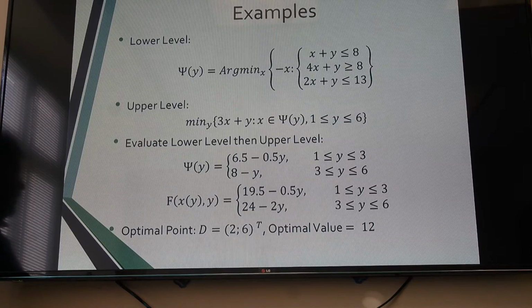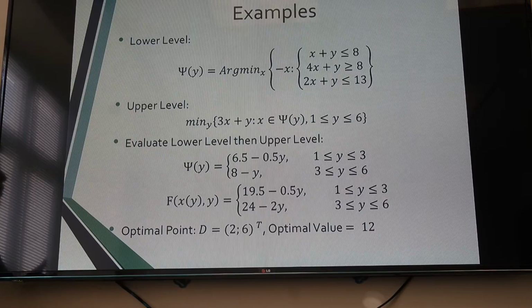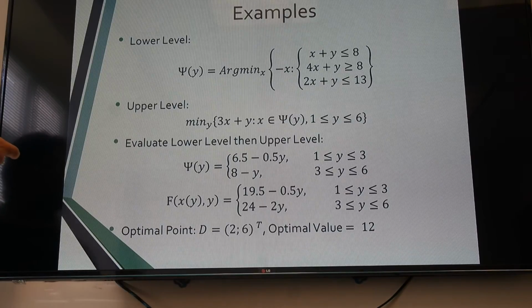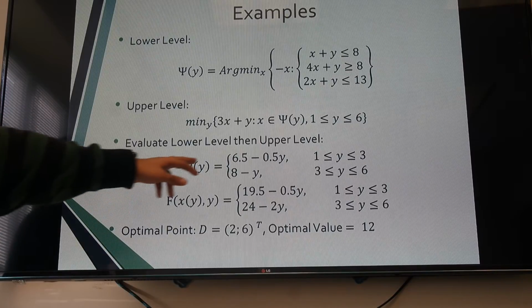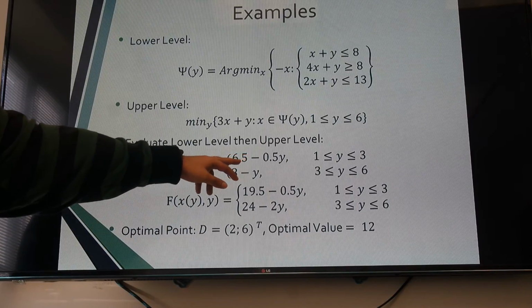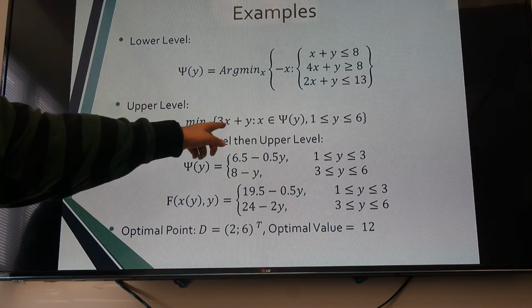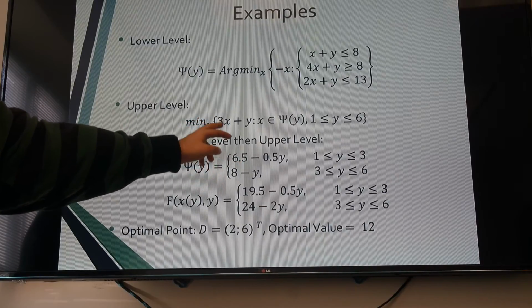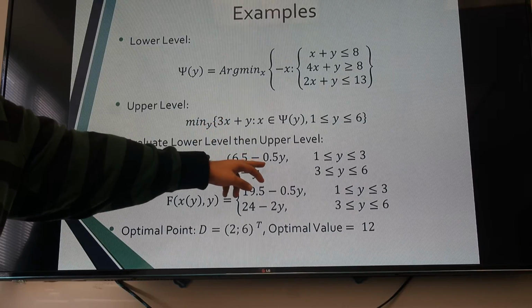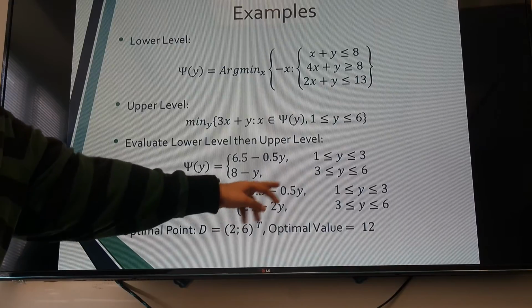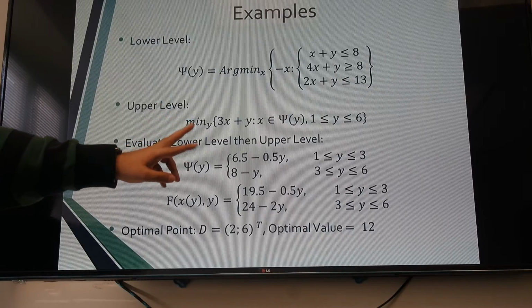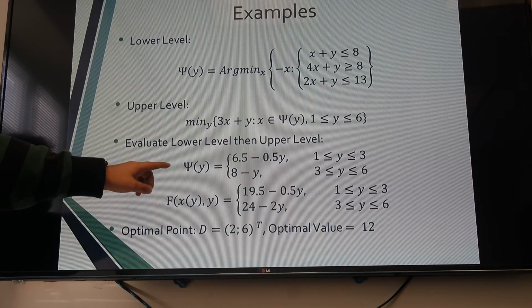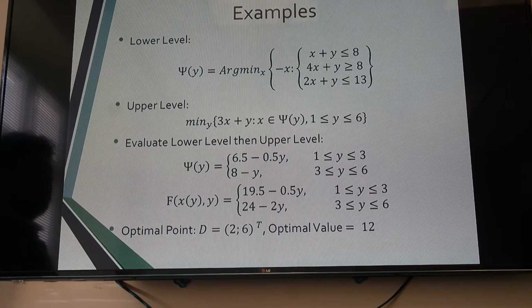So now we found each pair of y and x from the lower level problem. We plug each pair into the upper level problem and see which one gives us the minimum value. So this is the value of x, 6.5 minus 0.5y. We plug it here instead of x. So 3 multiplied by 6.5 minus 3 multiplied by 0.5y plus y. This is equal to 19.5 minus 0.5y. Whatever y we have between 1 and 3, this is the x. This is the optimization value that we will get for that pair.